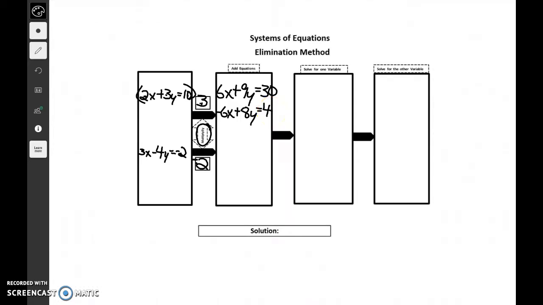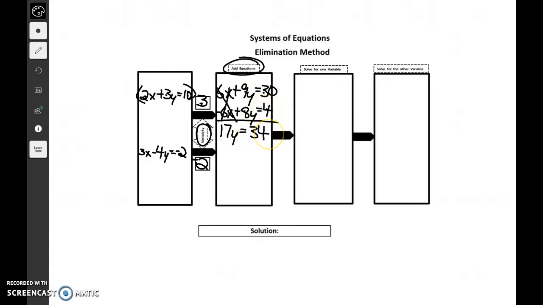Now, the second step says to add the equations. So we're going to add these together, or just combine our like terms. Starting up here at the top, we have 6x minus 6x. What do we get when we say 6 minus 6? We get 0. They cancel out. Next, we have 9y plus 8y, which is going to be 17y. And that's going to be equal to 30 plus 4.